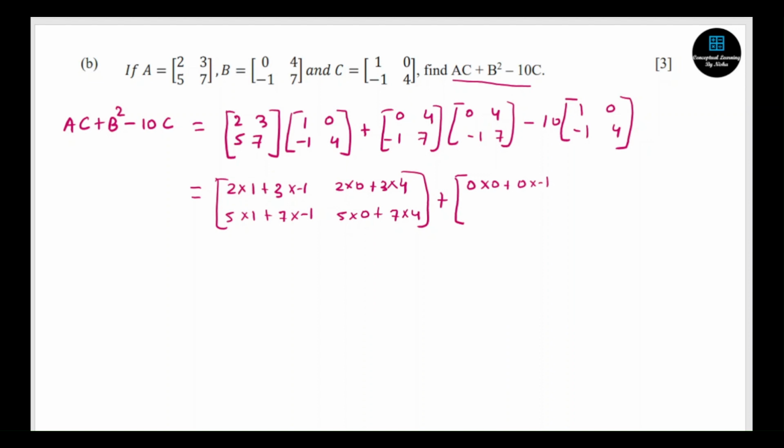Correct? Then see, this is 4 into minus 1. Now 0 into 4 and plus 4 into 7. Now for this, minus 1 into 0 plus 7 into minus 1, and minus 1 into 4 plus 7 into 7. Okay, and then minus, I'll multiply it by 10. So 10, 0, minus 10, 40.